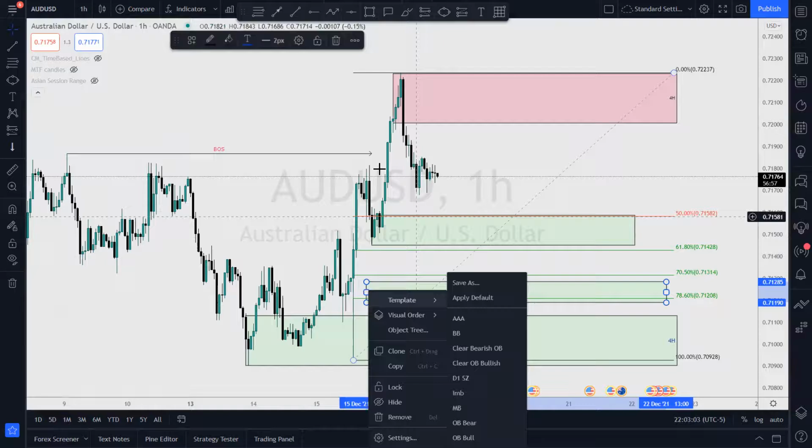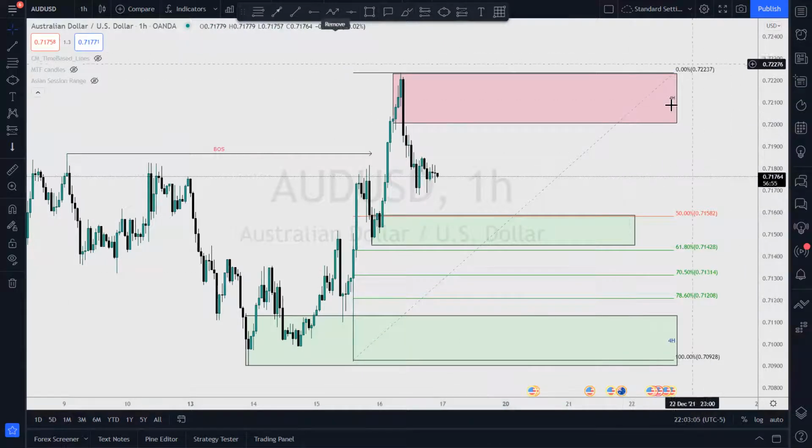Now, what I want you to also notice, we don't need this anymore. You just got to know that I'm looking for price to come back into this area, 61.8 at the very least. And if it was to respond to this order block here, if it would just make the line, I'm going to be very careful on this one. But if it gets past that, I'm looking down here.